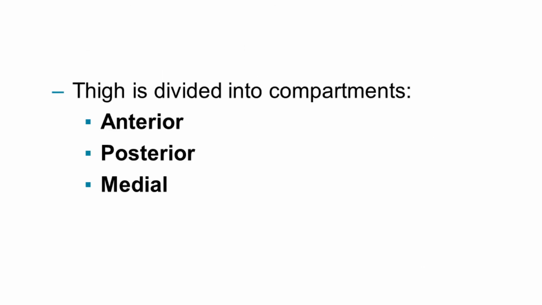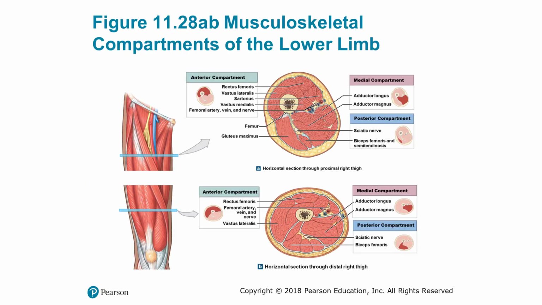The thigh is divided into 3 compartments: the anterior, posterior, and medial. The thigh is sectioned into 4 places to reveal its compartments. The horizontal section through the proximal thigh shows the anterior compartment. The anterior compartment houses the rectus femoris, vastus lateralis, sartorius, vastus medialis, and the femoral artery, vein, and nerve. The medial compartment contains the adductor longus and adductor magnus.